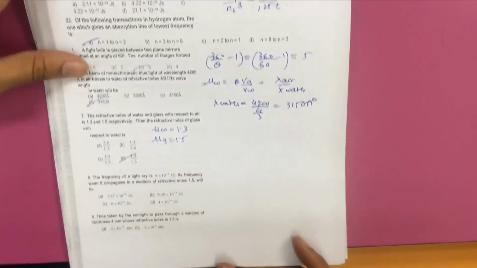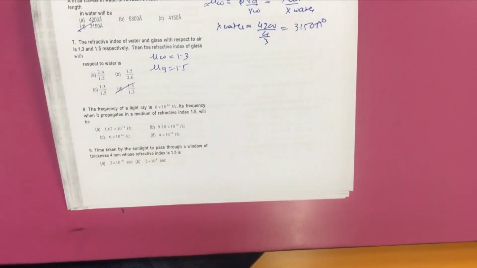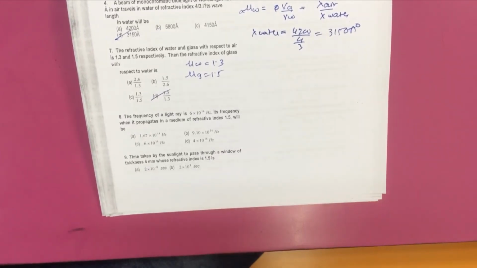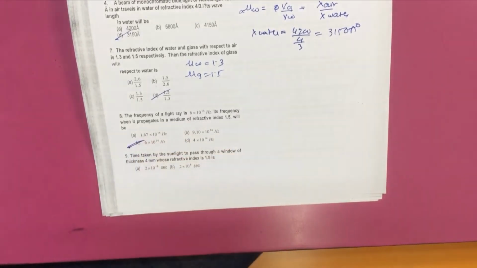Next question. The frequency of a light ray is 6 multiplied by 10 to the power 14 Hertz. Its frequency when it propagates in a medium of refractive index 1.5 will be: original frequency is 6 multiplied by 10 to the power 14 Hertz. When light moves from one medium to another, the frequency does not change, hence the frequency remains the same. Hence the correct answer will be option C, which is 6 multiplied by 10 to the power 14 Hertz.